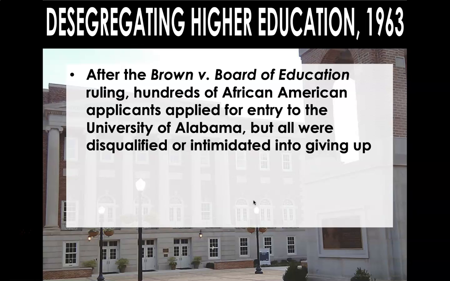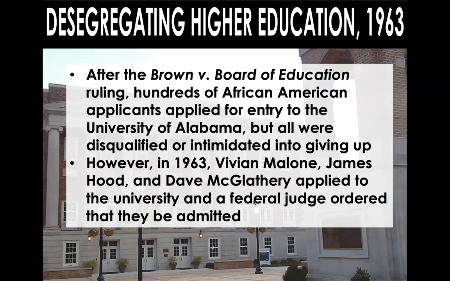After the Brown versus Board of Education ruling, hundreds of African American applicants applied for entry to the University of Alabama, but were all disqualified or intimidated into giving up. However, in 1963, Vivian Malone, James Hood, and Dave McGlathery applied to the university, and a federal judge ordered they be admitted. Now we get into one of the famous scenes when we think of the University of Alabama, with George Wallace.